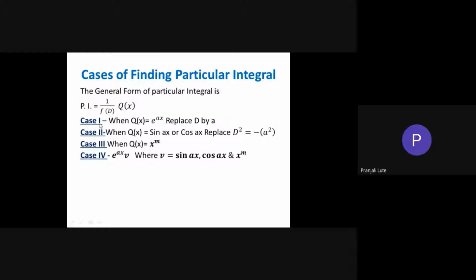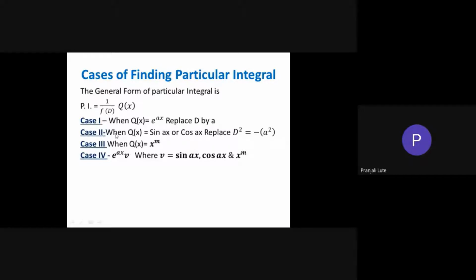Suppose case 1 is when Q of x, the right hand side of that differential equation, is e to the power ax. So in this case we have to replace D by a. We have to replace D by a.